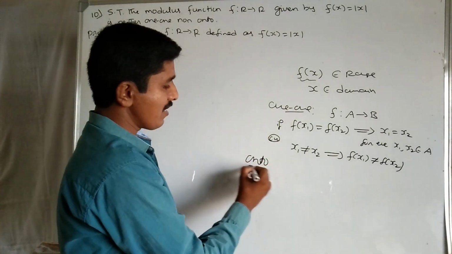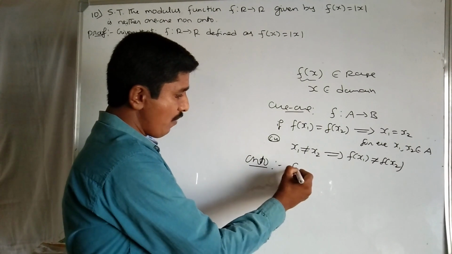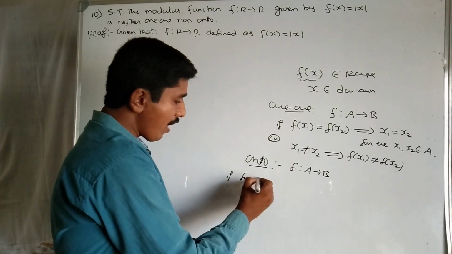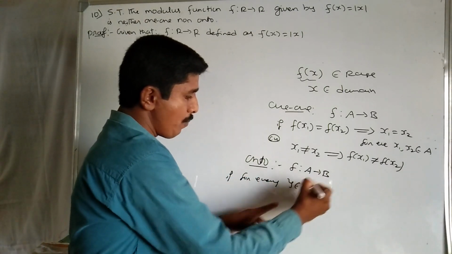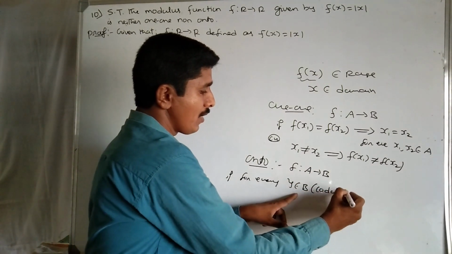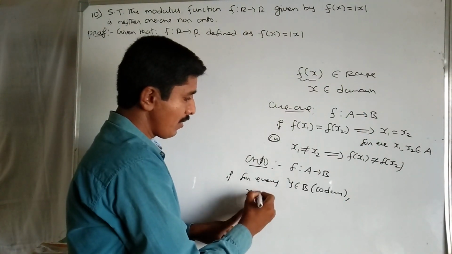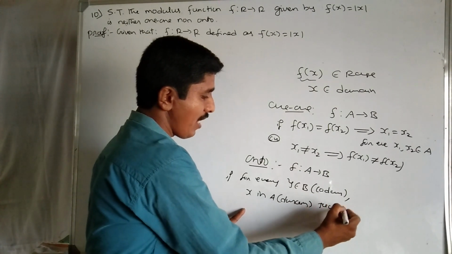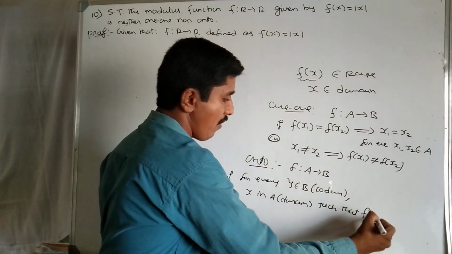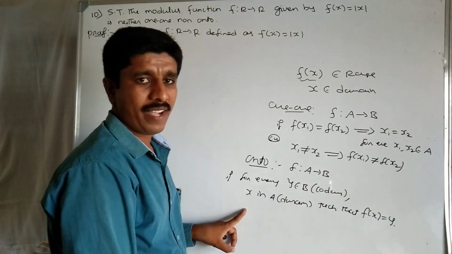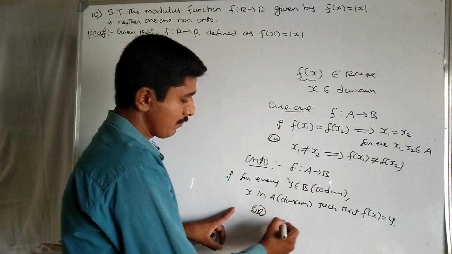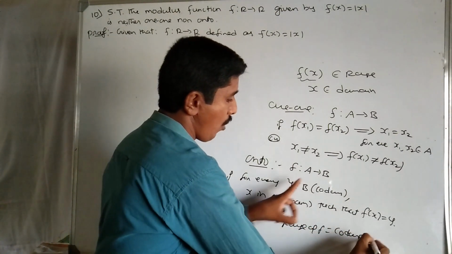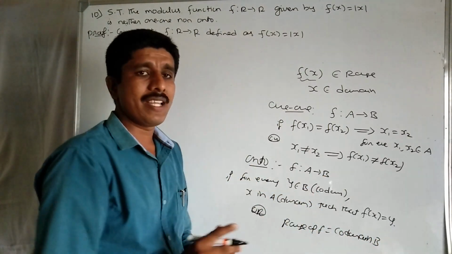Next one, onto function, also called a surjective function. A function f from A to B is said to be onto if for every y belonging to B, B means codomain, there exists an element x in the domain such that f of x equal to y. Alternatively, range of the function equal to codomain. Here the codomain is B, then we say that the function is onto.